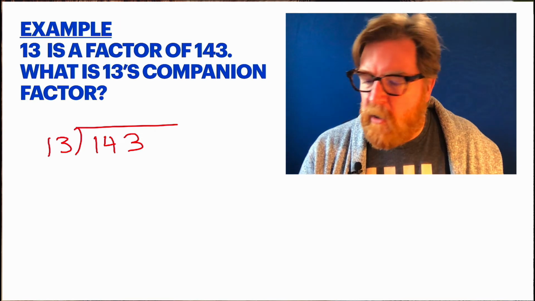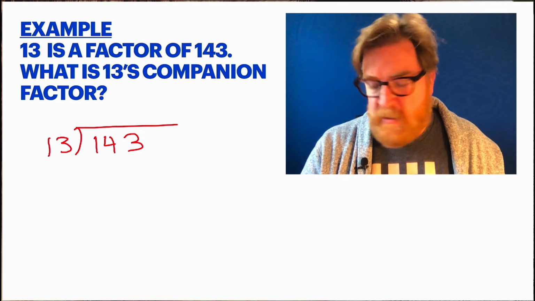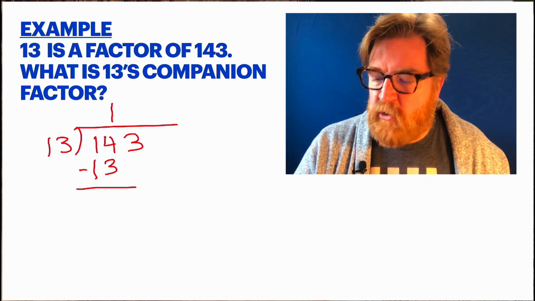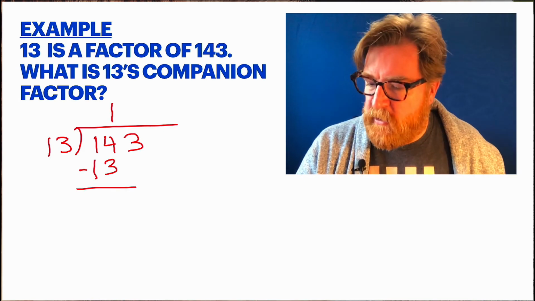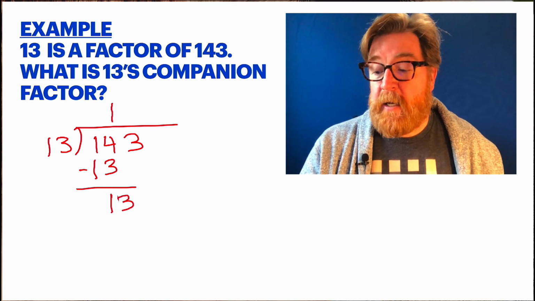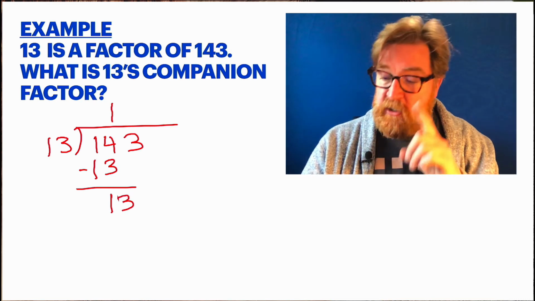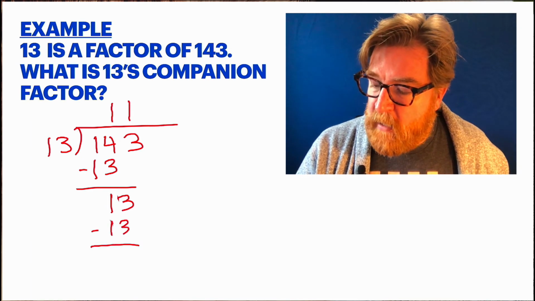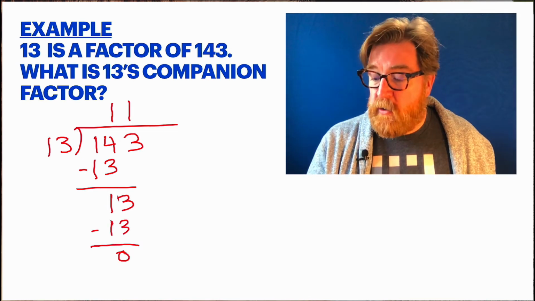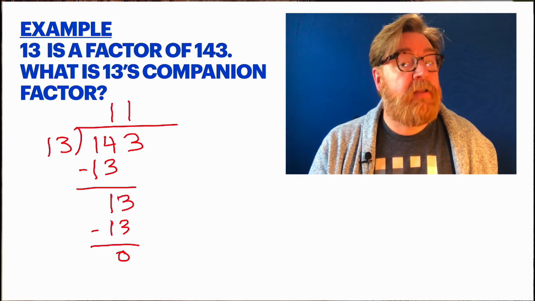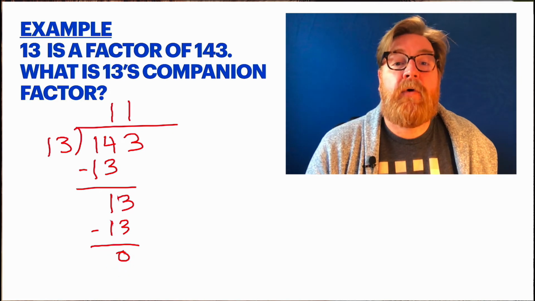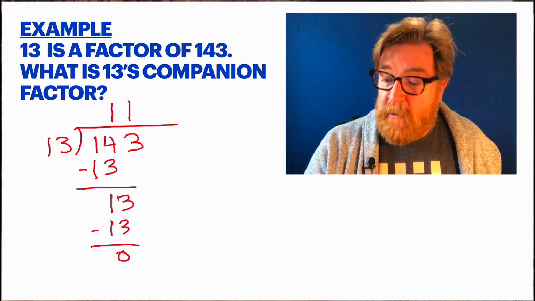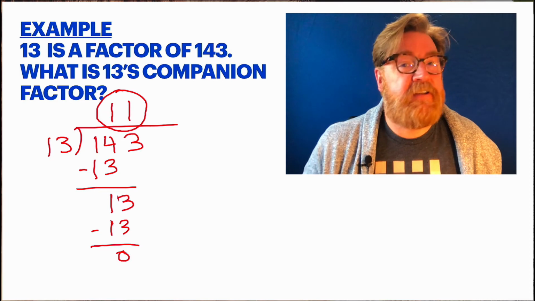13 goes into 1? No, it's too small. 13 into 14 goes 1 time. Put that down and subtract. 14 minus 13 is 1. I'll bring down that 3. So 13 goes into 13 1 time. Subtract that, and look at that. We do get 0 remainder. That means 13 goes into 143 evenly, like we said. And look, up here, there's the companion factor.